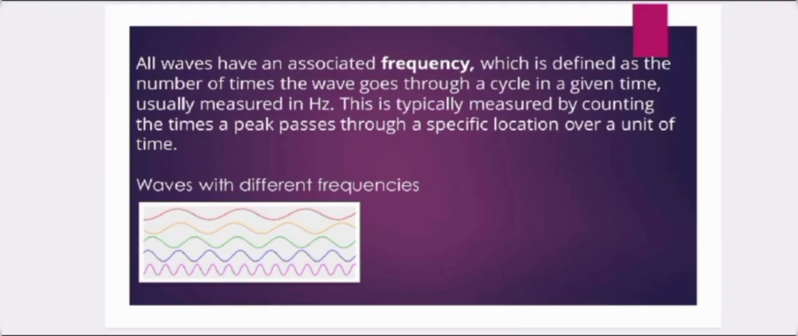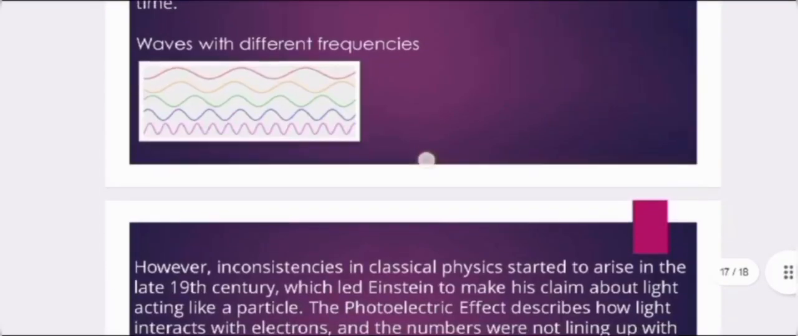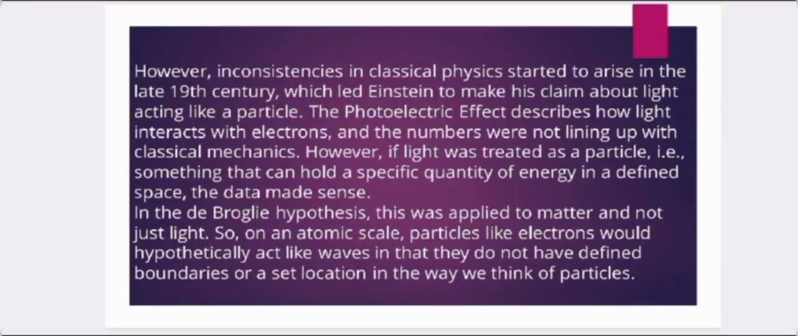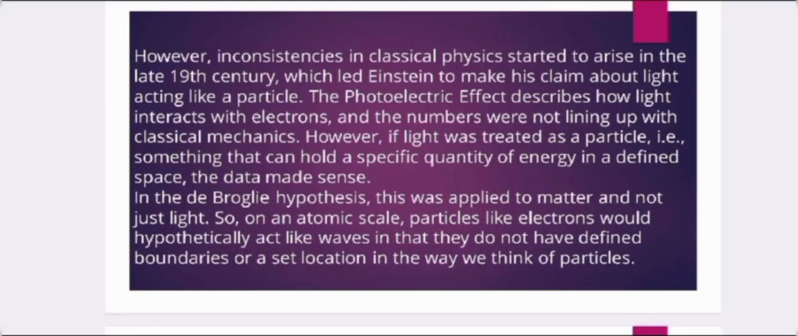This is typically measured by counting the times a peak passes through a specific location over a unit of time. Waves with different frequencies are shown in this picture. However, inconsistencies in classical physics started to arise in the late 19th century, which led Einstein to make his claim about light acting like a particle.